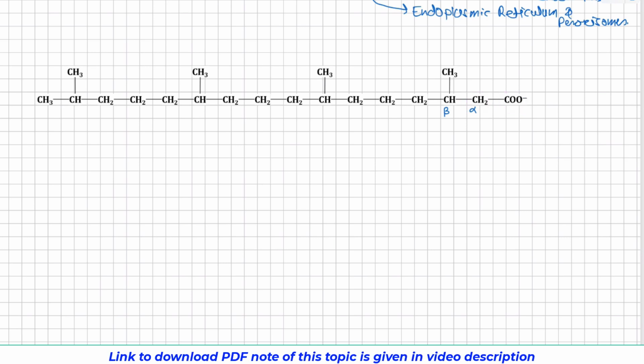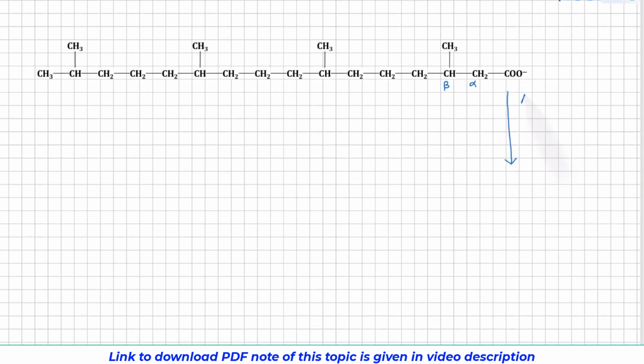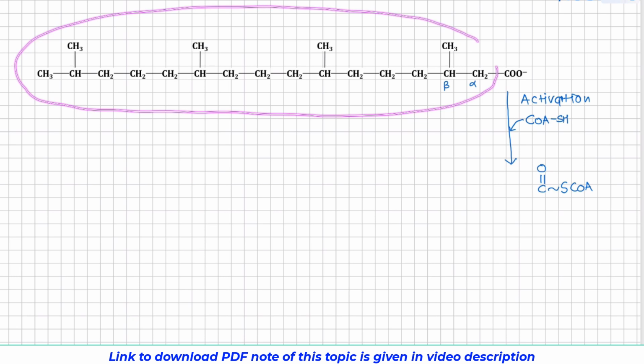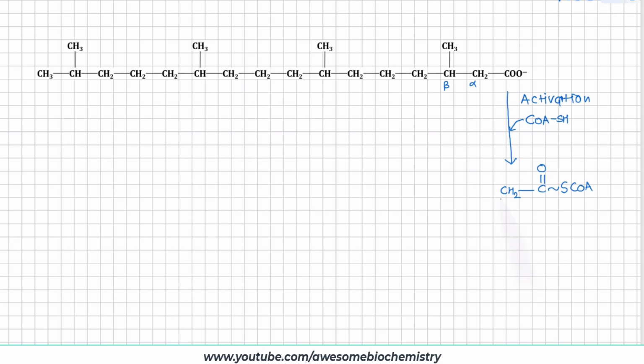Now just like beta oxidation, here also activation of the fatty acid is required. So accordingly, this phytanic acid also undergoes activation. In this reaction, coenzyme A is added to the fatty acid. So this terminal COO is converted to C double bond O bound with SCoA. The remaining fatty acid, including this alpha carbon, remains unchanged. So this alpha CH2 and this remaining fatty acid. The name of this activated phytanic acid is phytanoyl coenzyme A.